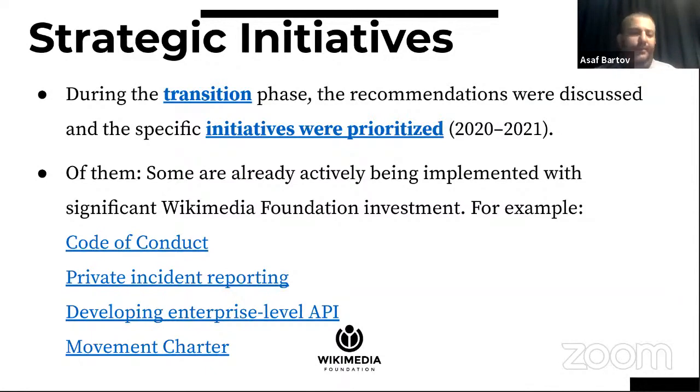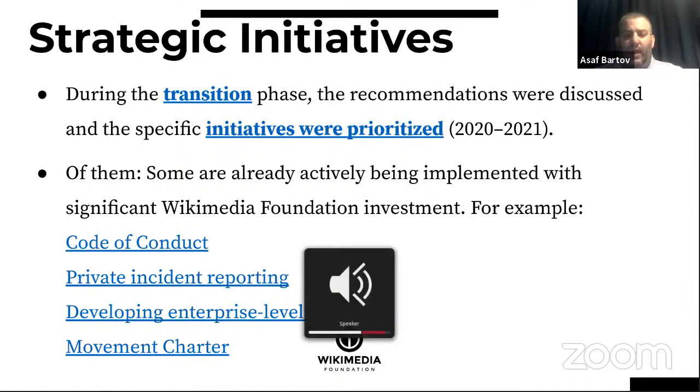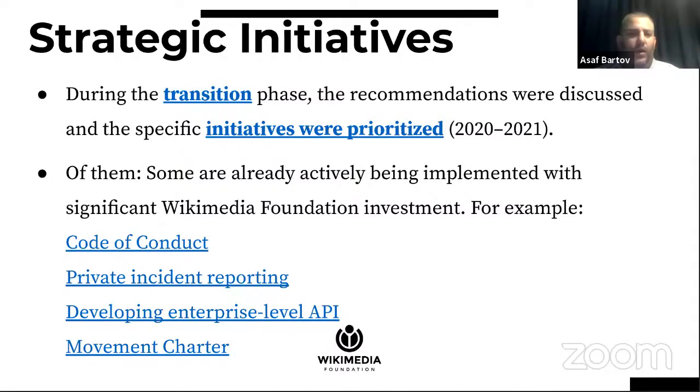That's well underway. Another recommendation that was mentioned, or initiative that was mentioned within a recommendation, was to allow private incident reporting, which we don't have today at the moment. And that's I think not quite being worked on yet, but is already scheduled on a foundation developer team. So that's going to happen. That's resourced and planned. The enterprise level API, the Wikimedia Enterprise API, was just announced a few weeks ago publicly and has been worked on, of course, leading up to this announcement.